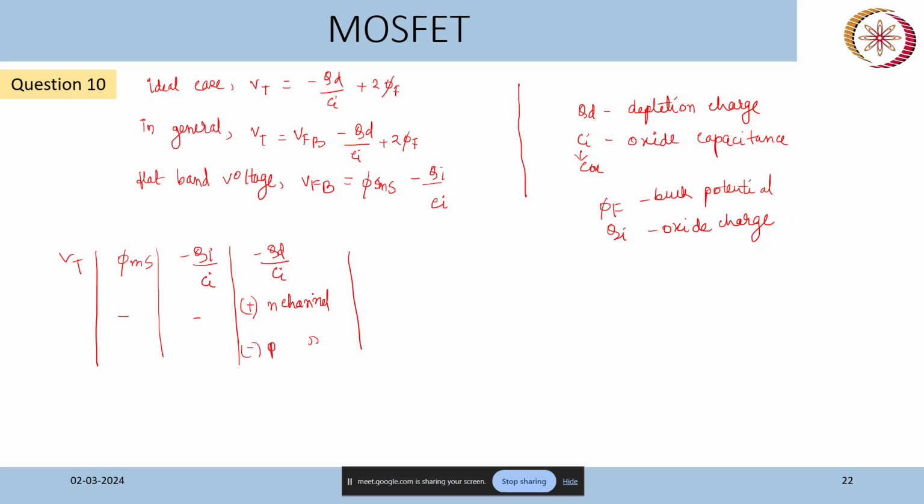Why is it positive for n channel? There is a negative term here that comes from the derivation, and for an n channel MOSFET the depletion charges are Na minus, which is also negative, so the overall term is positive. And 2 phi f, from Ei minus Ef, is positive for n channel or p type substrate, and negative for p channel. I always remember this table. That is why the threshold voltage for NMOS is generally positive and negative for PMOS.